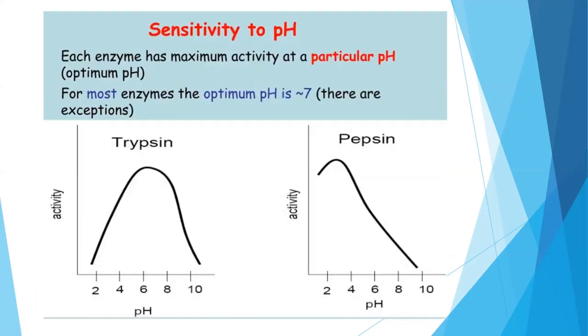Sensitivity to pH. Each enzyme has maximum activity at a particular pH, which is called the optimum pH for that enzyme. For most enzymes, the optimum pH is near 7, and there are some exceptions. Here we can see the activity of trypsin and the activity of pepsin. The highest activity of trypsin is at a pH of nearly 6, whereas the activity of pepsin decreases as the pH increases.